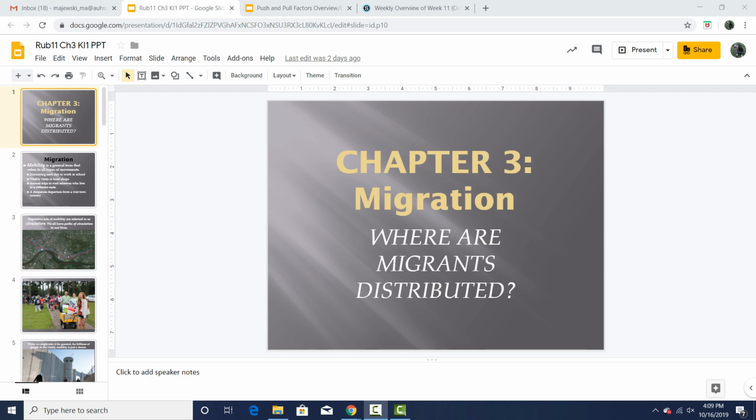It's Mr. Majewski, and I am here to introduce you to the topic of the geography of migration. Now, migration is the second chapter in this unit. It's a population migration combo. We've covered population the last couple of weeks. We're moving over to migration this week and next week, and we should test by the end of next week as well. So I'm going to get right into it because this is a lengthy PowerPoint.